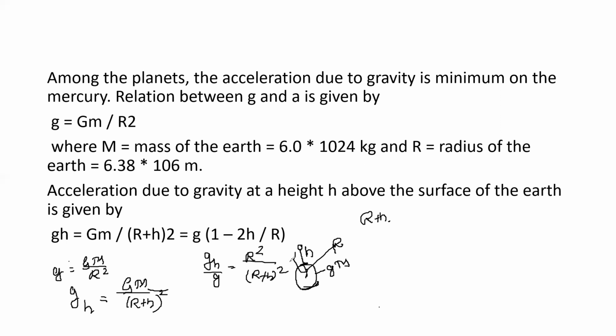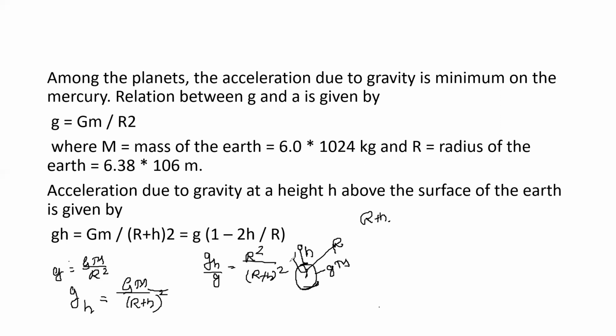Now here we can expand it by using the (a plus b) whole square formula, and we can simplify this. I am directly telling you the expression now. I am not going to simplify this, because we need only formulas for the competitive classes. The formula is gh is equal to g into bracket 1 minus 2h divided by R. This is the expression for acceleration due to gravity when the object is at a height of h. Correct? So your expression is gh equal to g into bracket 1 minus 2h divided by R.